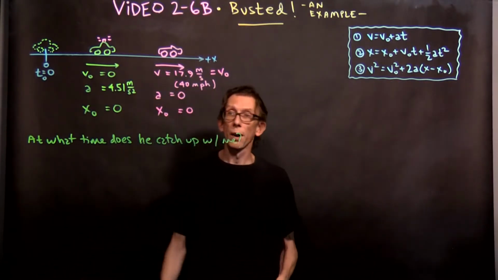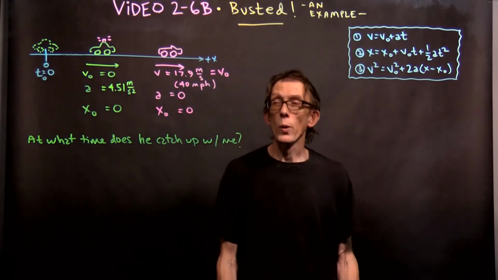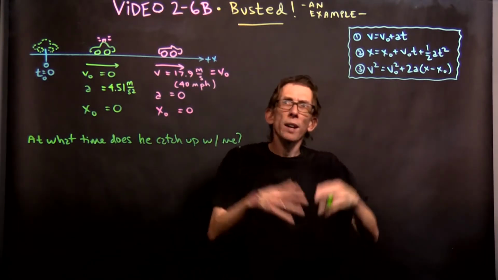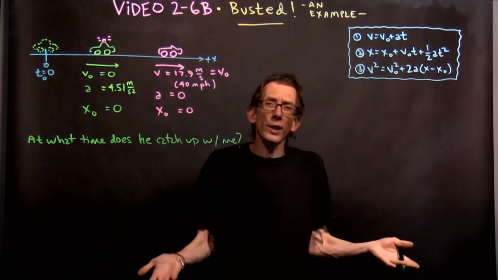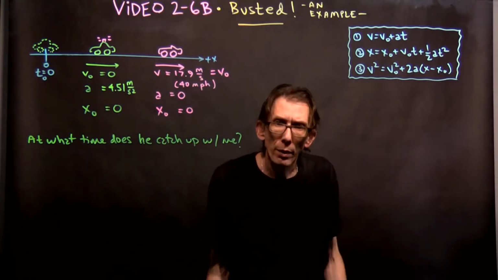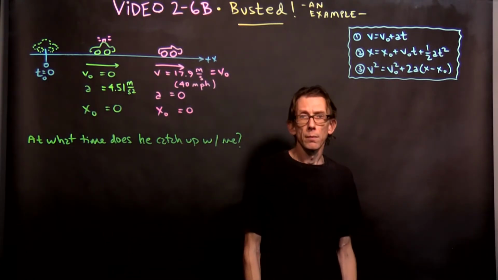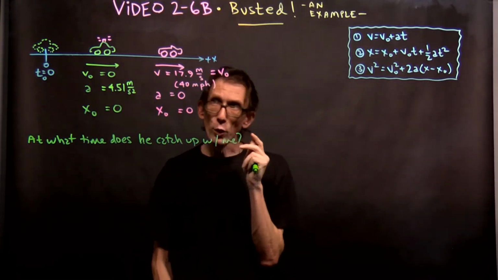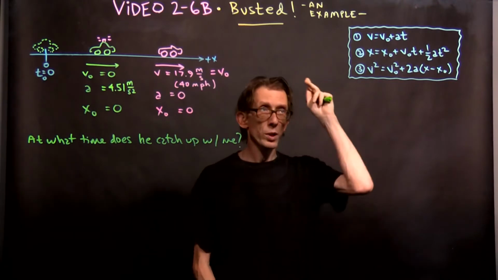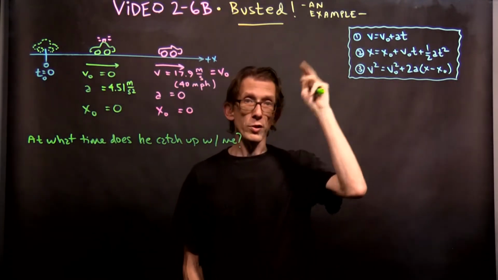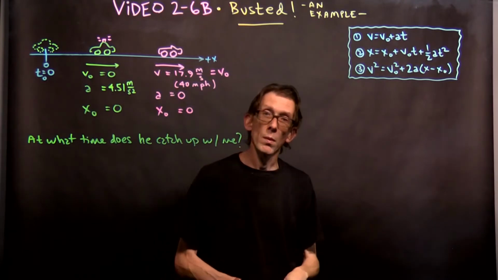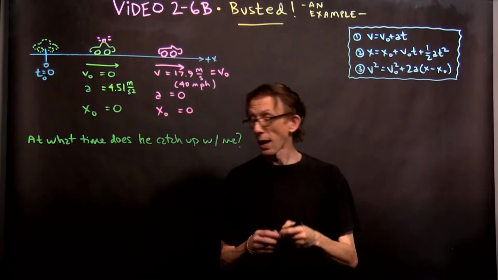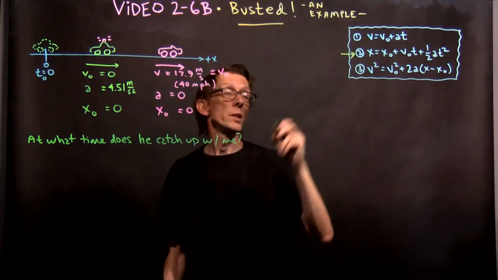Okay, so we know some stuff right here. Which of these equations are we going to use? How are we going to calculate a time that he catches me? Okay, whenever you have a situation like this of two different objects moving, you're going to have to use these equations twice. One for me and one for the officer. Okay, and I'm going to tell you now that the one to use is number 2.